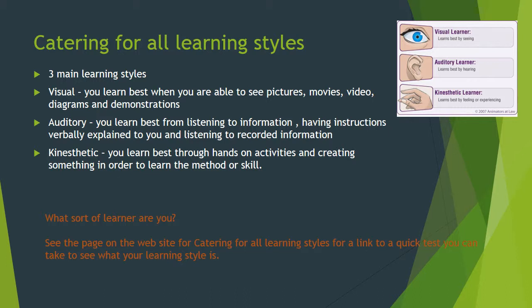A learning style is a person's preference or style for how they concentrate and remember or store new knowledge. There are three main learning styles. The first is visual, which means you learn best when you are able to see it, such as pictures, movies, videos, diagrams, and demonstrations. The second is auditory, which means you learn best from listening to the information, such as listening to someone speak, having the instructions explained to you verbally, and listening to recorded information. Thirdly is a kinesthetic learner, which is someone who learns best through hands-on activities and creating something in order to learn a method or skill.